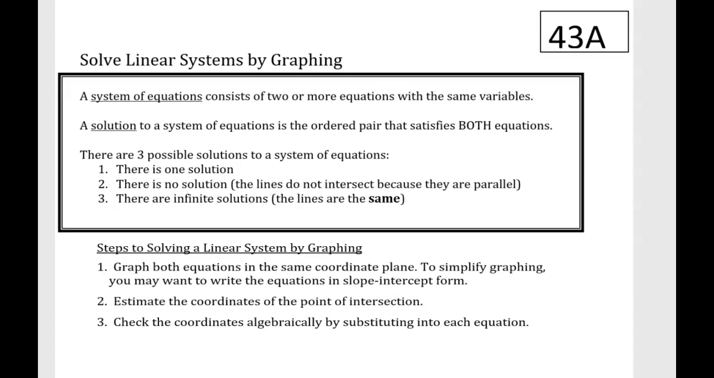There's no solution if the 2 lines never intersect, and that would happen because they're parallel. And we've learned that they would be parallel. We know they're parallel because they have the same slope. So we know that they would never cross, therefore there is no solution.